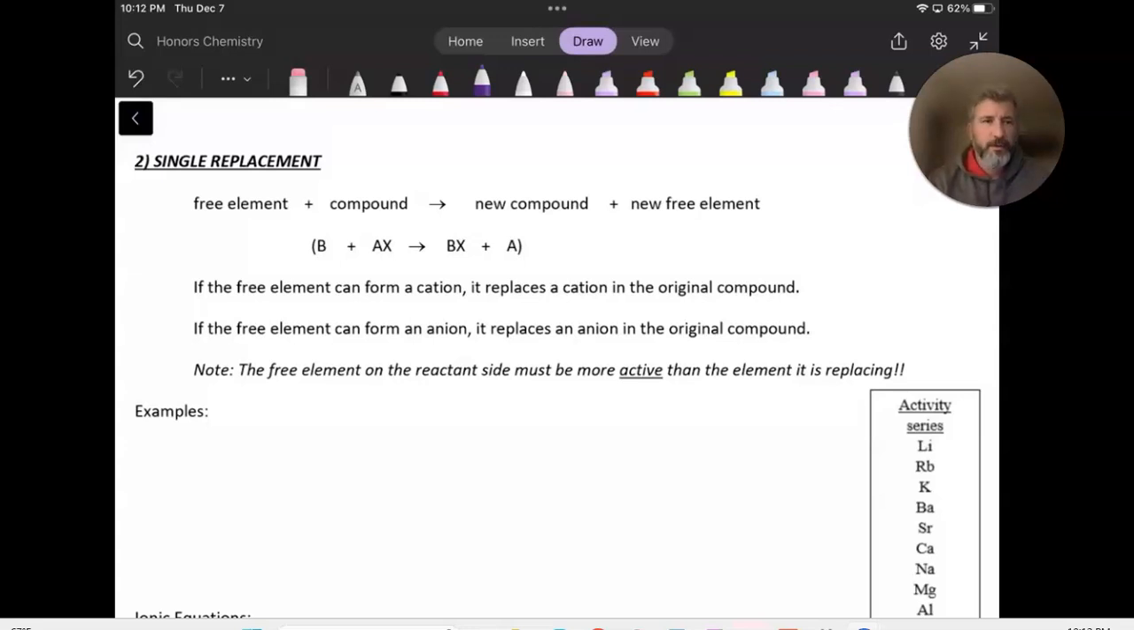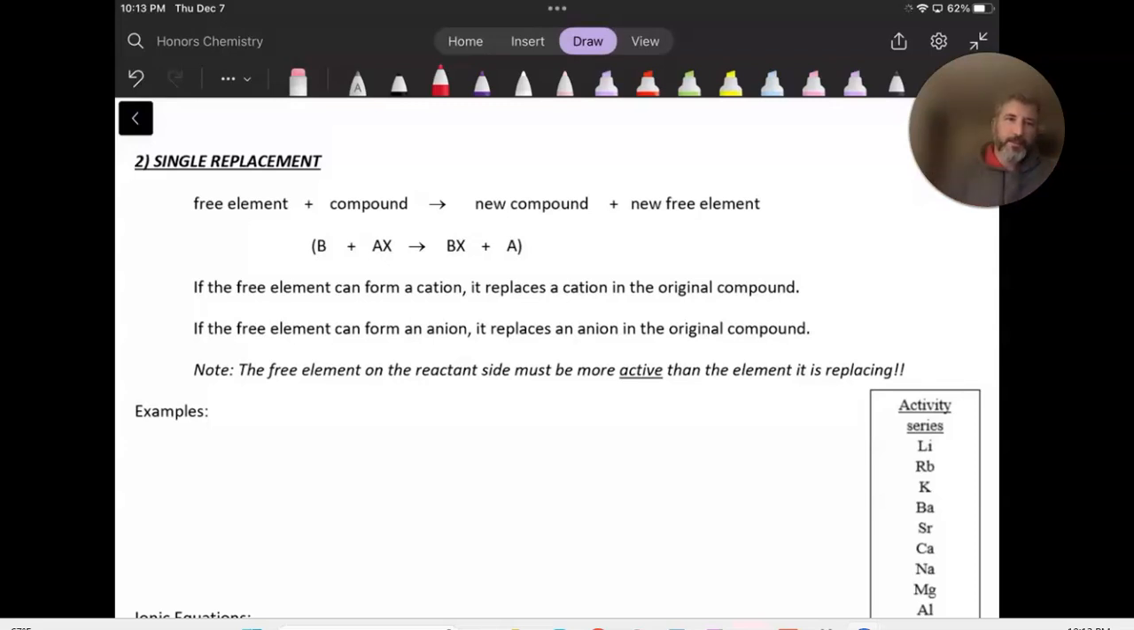Alright, so now we're going to move on to our next reaction type, single replacement. And in single replacement, you're going to know that it's single replacement because you have a free element and a compound, and it's going to form a new compound and a new free element. Not new meaning like new to the universe, but just like one that wasn't there on the reactant side.